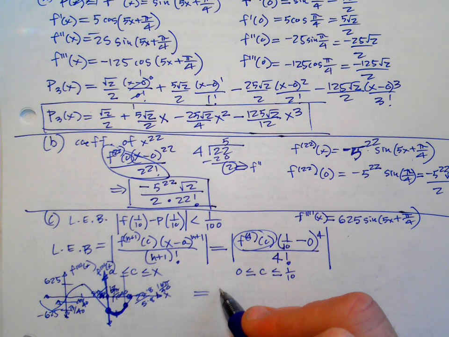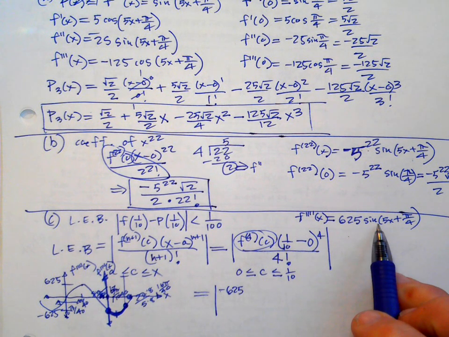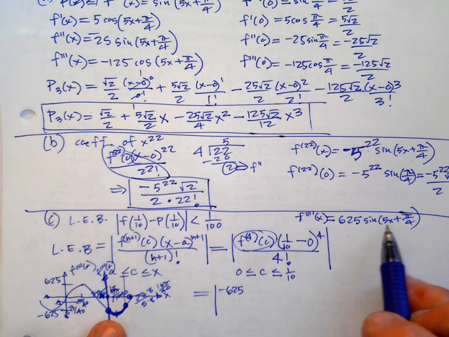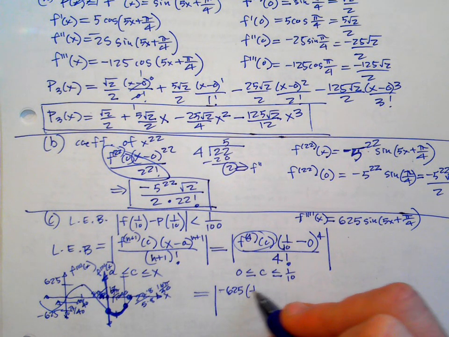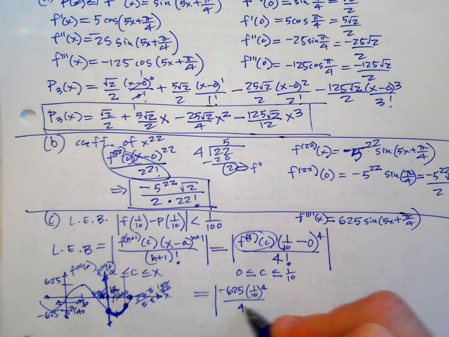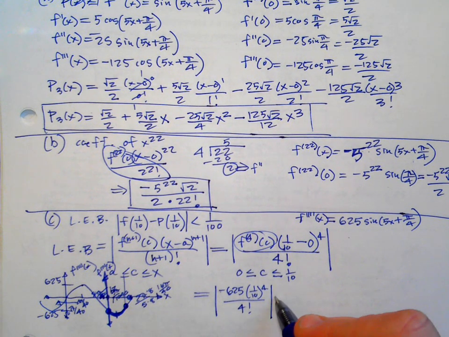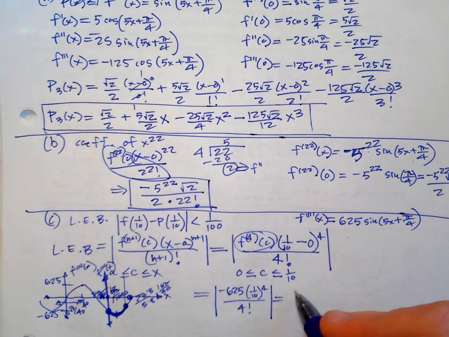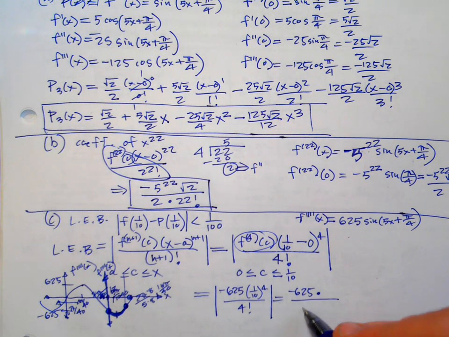We get absolute value of negative 625. Right, that's just going to be the amplitude. 1/10 to the fourth power over 4 factorial. We're trying to convince them that this is less than 1/100th. So I guess we got to try and do the work. Negative 625 times, let's see, 4 times 3 times 2 times 1 times 10 times 10 times 10 times 10.